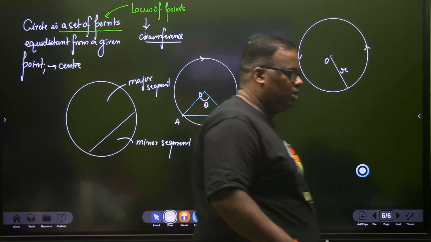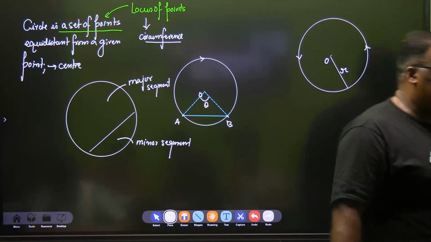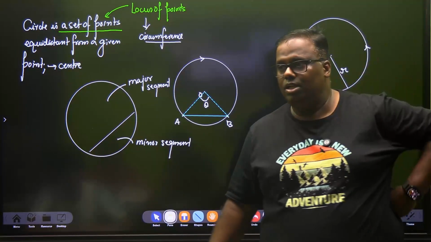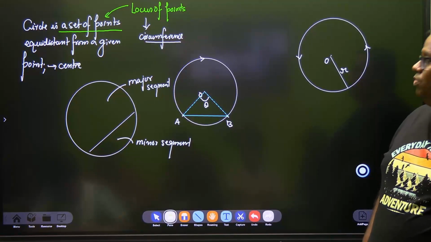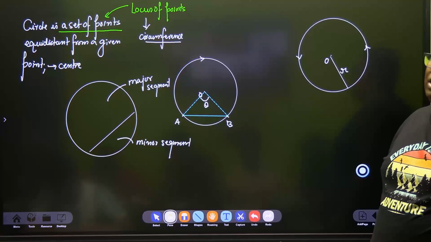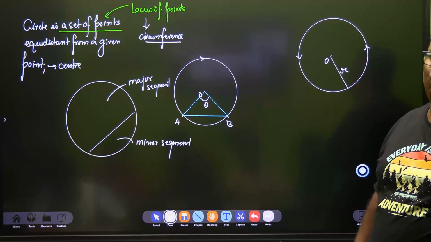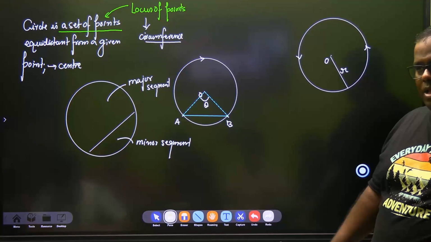Circumference, definition of circle, center, radius, circumference, then chord. Then you also learned angle subtended by a chord, and that a chord of a circle divides the circle into two segments, one called the major and one called the minor. Up till here, okay? No issues?